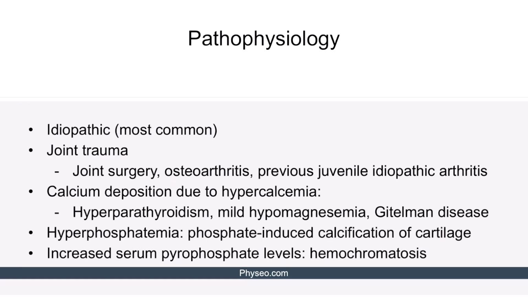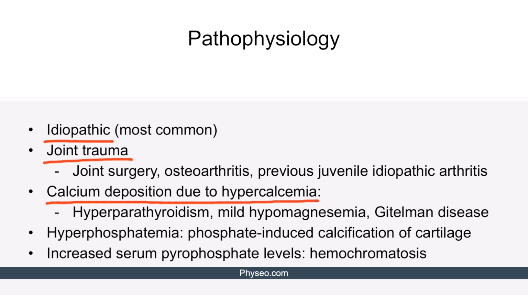Let's talk about the pathophysiology of calcium pyrophosphate deposition disease. It is mostly idiopathic. However, joint trauma due to any reason can predispose to calcification of the articular cartilage. Joint trauma can be associated with joint surgery, osteoarthritis, or previous juvenile idiopathic arthritis. Hypercalcemia causes calcium deposition in the articular cartilage.